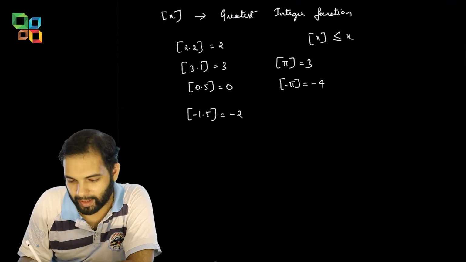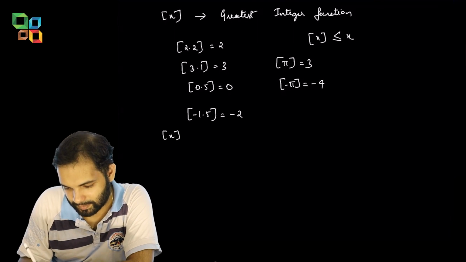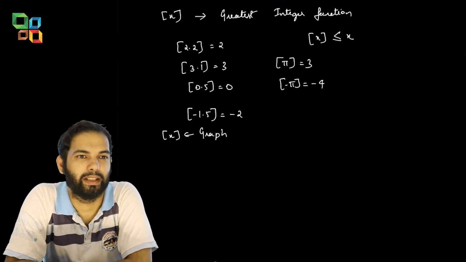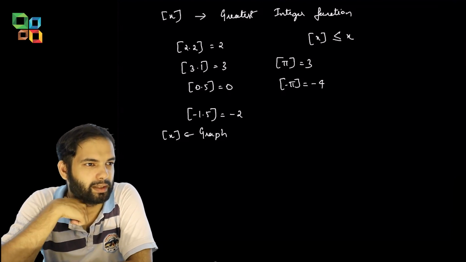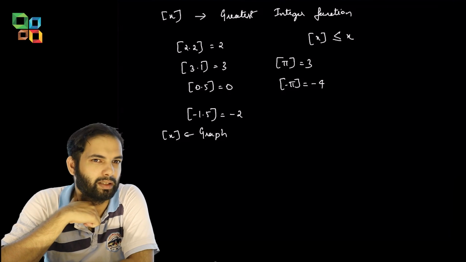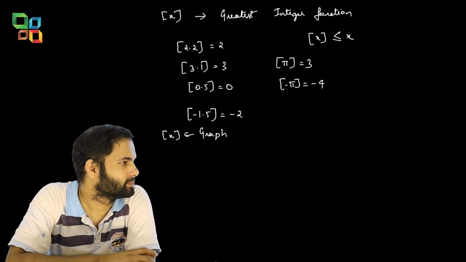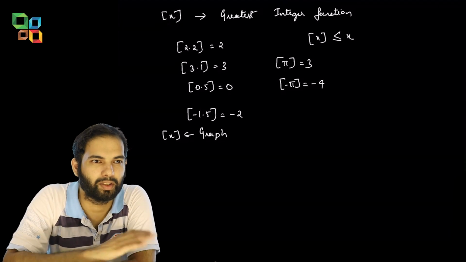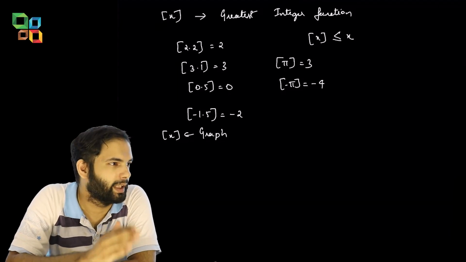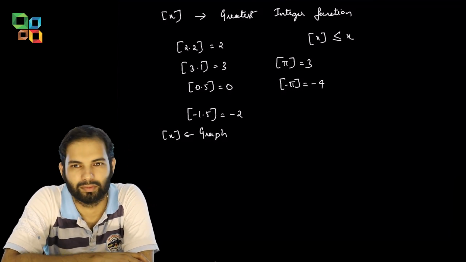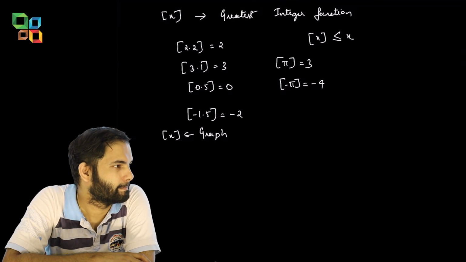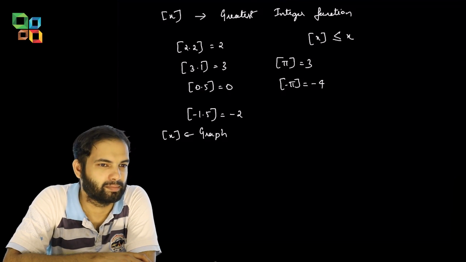Now draw the graph of the integer part. Try to draw the graph of the integer part. It will not be continuous. Understood what the integer part is, right? Now take in sample values and try to figure it out. Just draw that. Just see how exactly you're getting that.